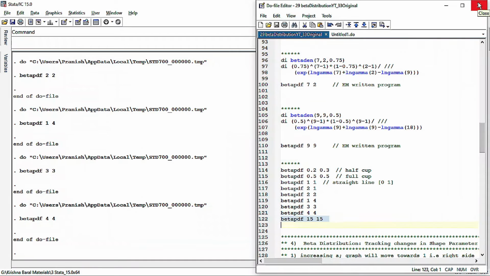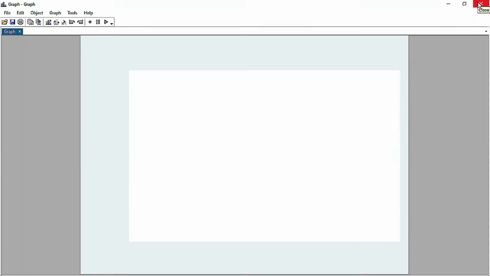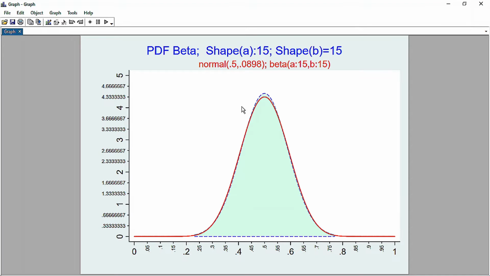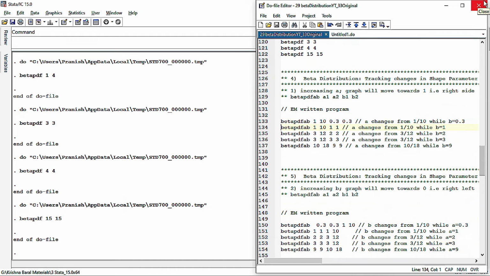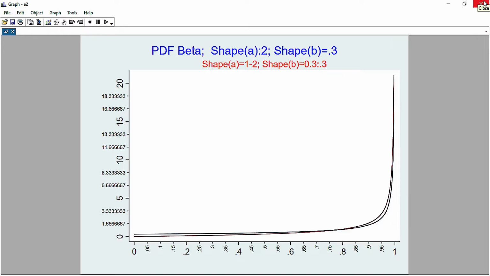And when a and b are both equal to 15, we get this kind of graph, a bit bell curved. Now let us run some of the simulations, and this time we are going to increase the shape parameter a from 1 to 10, while the b parameter is going to be 0.3. And let us see what kind of graph we get.